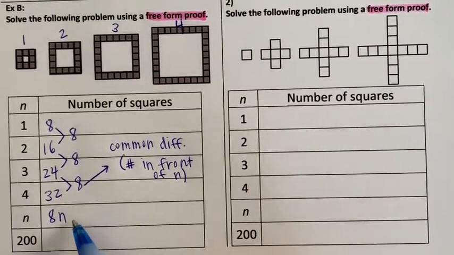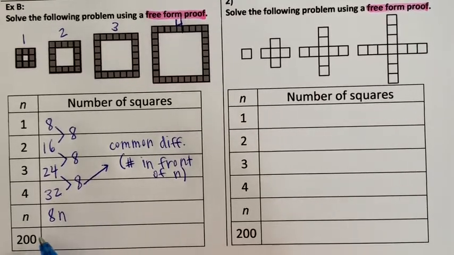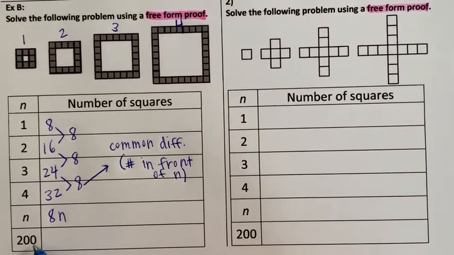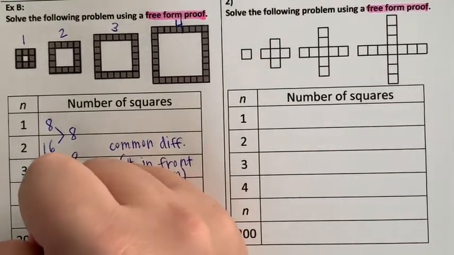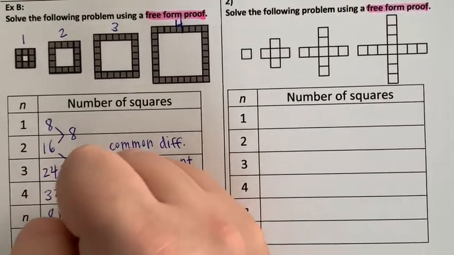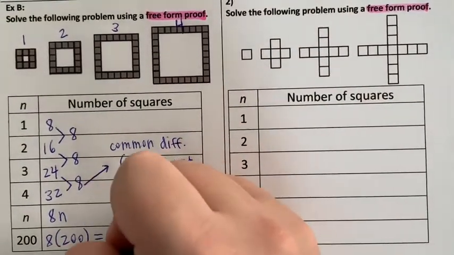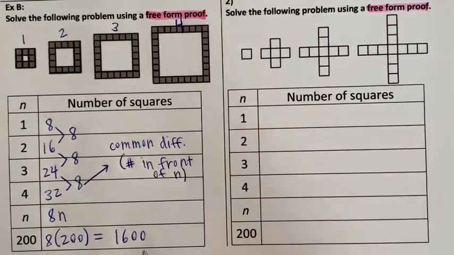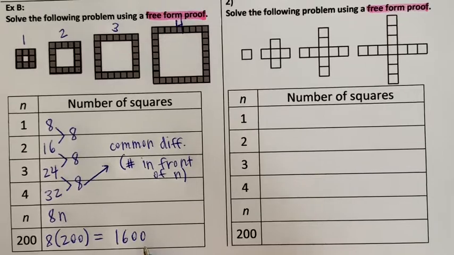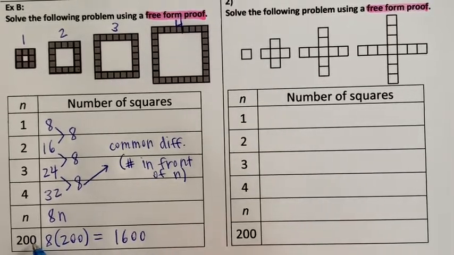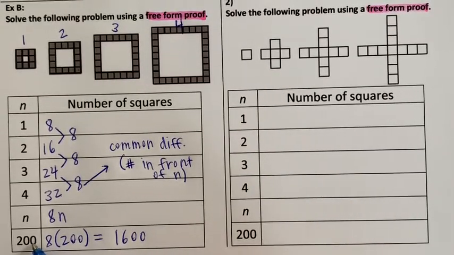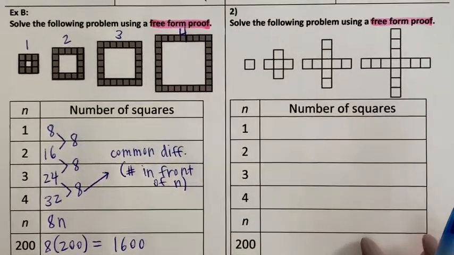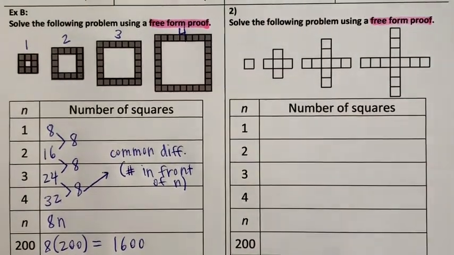Now that we have a rule that works, we can figure out what the 200th term in this pattern would be by plugging in 200 for n. So we could do 8 times 200, and we would get 1600. There would be 1600 squares when we look at the 200th figure, or the 200th term. So go ahead at this time, pause the video, and see what you come up with for you try 2.